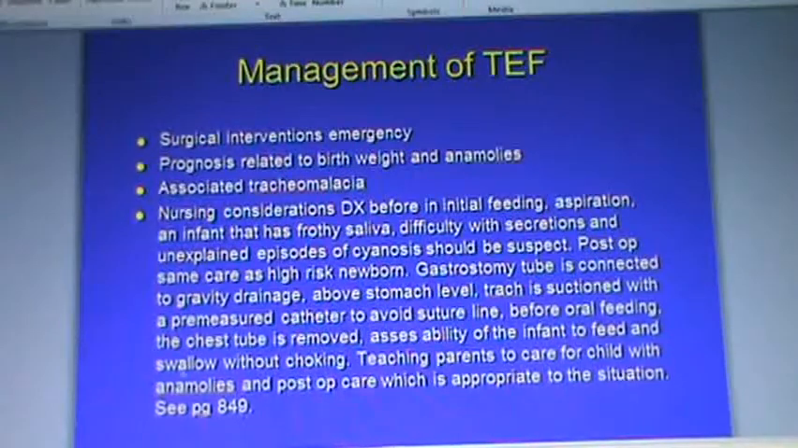Before oral feeding, the chest tube is removed. Assess the infant's ability to feed and swallow without choking. Teach parents to care for the child with anomalies and post-op care, which is appropriate to the situation. And you'll find all this information on page 849.